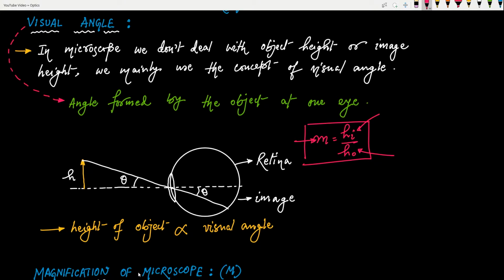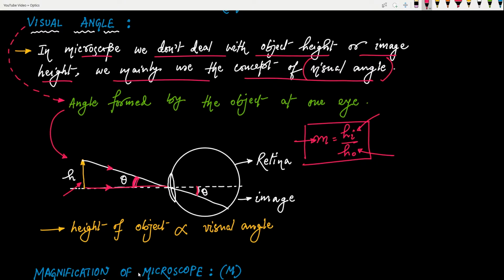So I've written it down for you that in microscope we don't deal with object height or image height. We mainly use the concept of visual angle. So this is the thing that we need to understand here. Visual angle, as you can see, is the angle formed by the object at our eye. Now this thing will be clear if you look into this diagram. So this one is our object. Okay, so this will produce some angle in our eye. As you can see, this is the ray and this is another ray. If two rays go and hit this eye, then we'll see this angle. This angle is actually the angle subtended in our eye, isn't it?